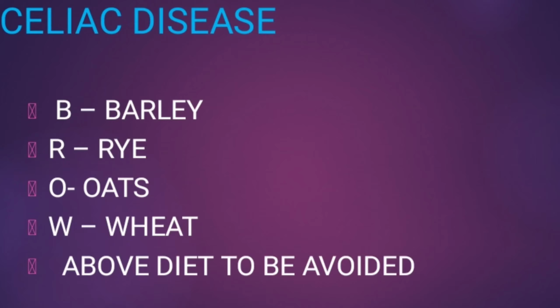The mainstay of treatment in this condition is that BROW has to be restricted. What is BROW? B is for barley, R is for rye, O is for oats, W is for wheat. These contain gluten, and the main antigen implicated in celiac disease is the gliadin antigen. The restriction of gluten itself is the treatment for these patients, and we call it celiac disease. Thank you for watching.